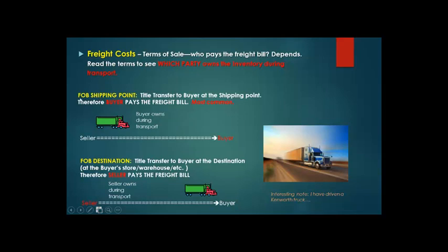If the freight terms are FOB shipping point, title transfers at the shipping point. And then therefore the buyer owns it during transport and the buyer will pay the freight bill. FOB destination, the title transfers when it arrives at the buyer. Therefore the seller owns it during transportation and the seller will pay the freight bill. This also comes into play for insurance purposes. If anything happens to the inventory during shipment, the owner in FOB shipping point, the buyer, is responsible for the damages. If FOB destination, the seller would be responsible.